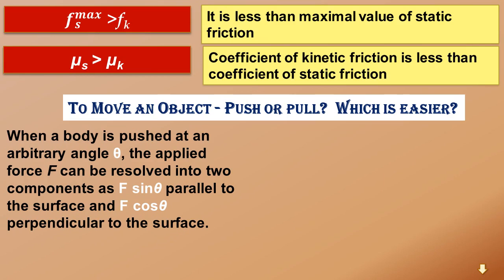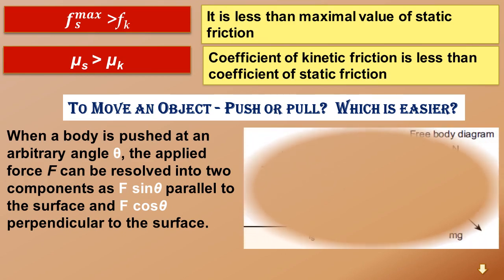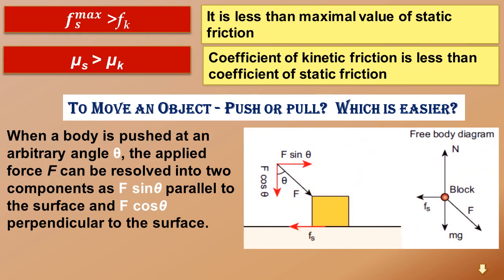Now let's see, to move an object, which is easier, push or pull. Let's define this. When a body is pushed at an arbitrary angle theta, the applied force F can be resolved into two components. One is F sin theta, which is parallel to the surface, and F cos theta, which is perpendicular to the surface. So there are two components, F sin theta and F cos theta.